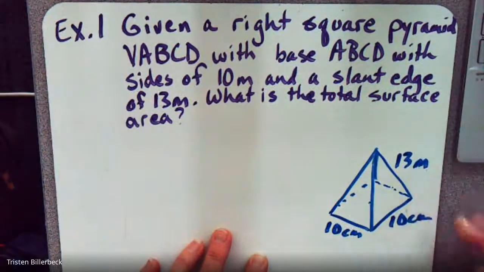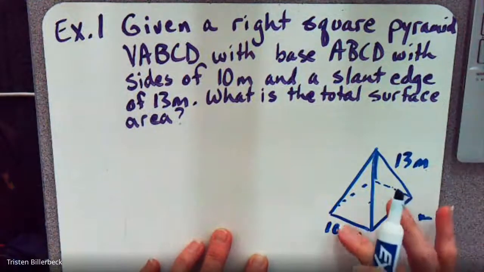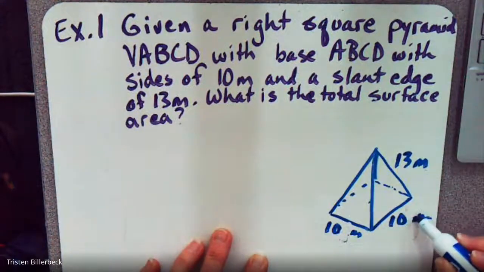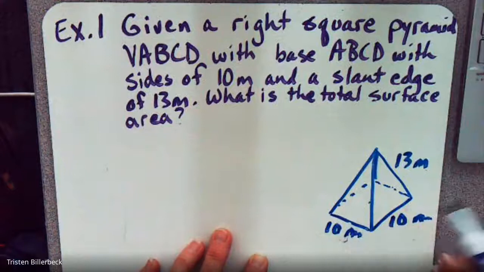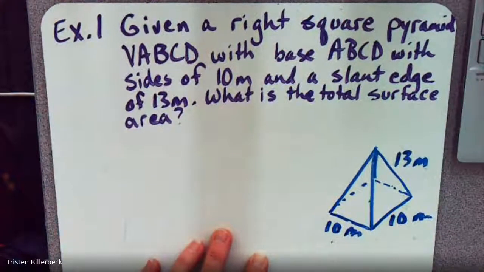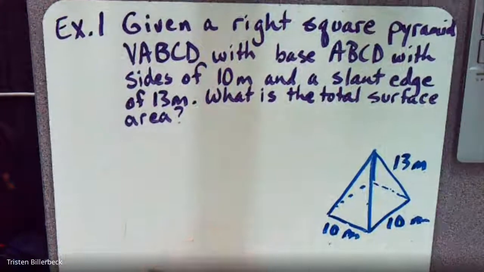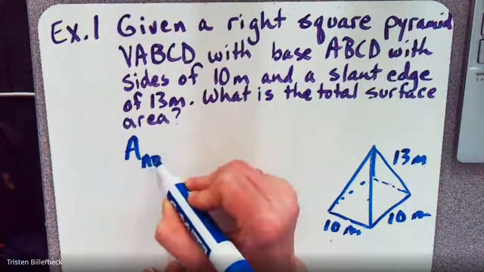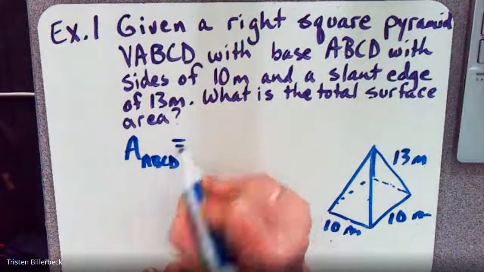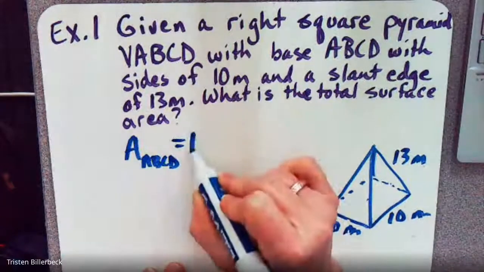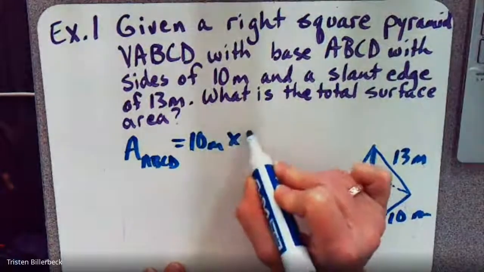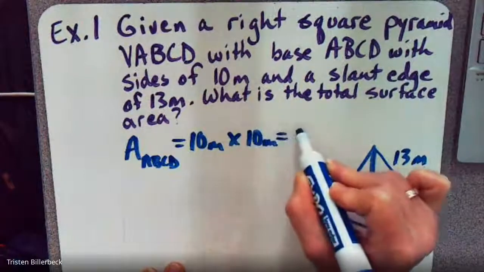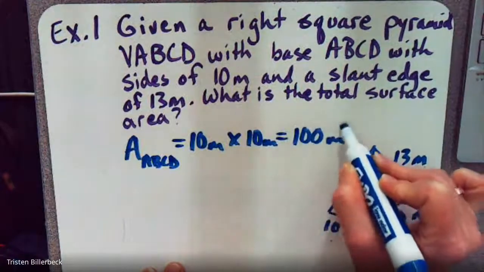We're dealing with meters, not centimeters, so let's do that. So 10 meters, 10 meters. All right, so finding the area of ABCD is pretty simple. It's just 10 meters times 10 meters, which is 100 meters squared.